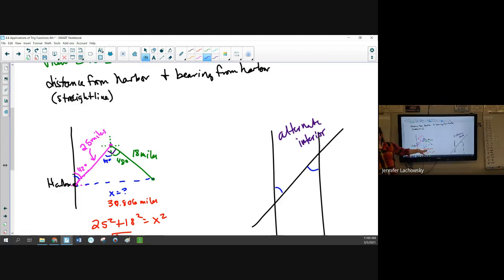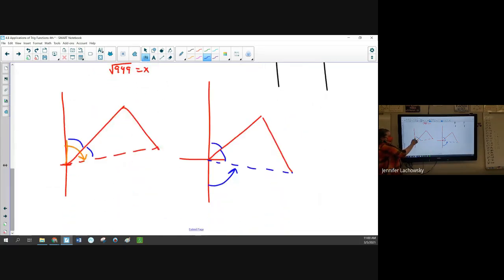We can do Pythagorean theorem. And now what we're trying to do is find the bearing of the boat from the harbor. So we're trying to determine, is it this or is it this? The only way we can do that is if we know these two angles and add them up. Okay? So what do you think?